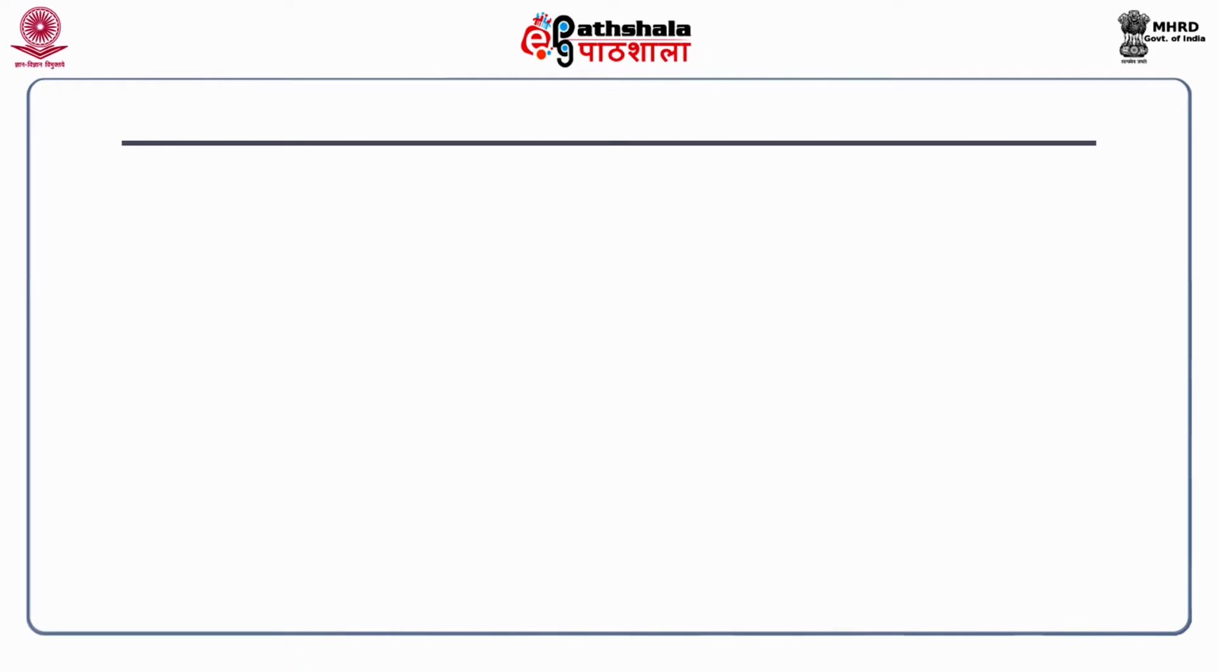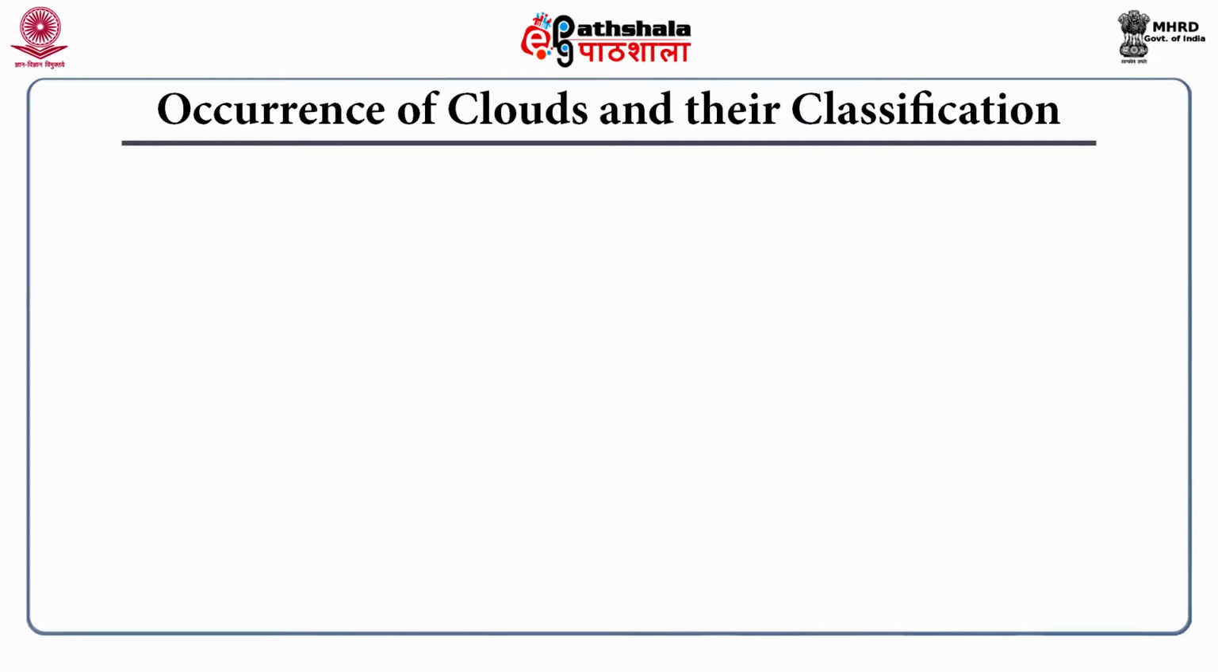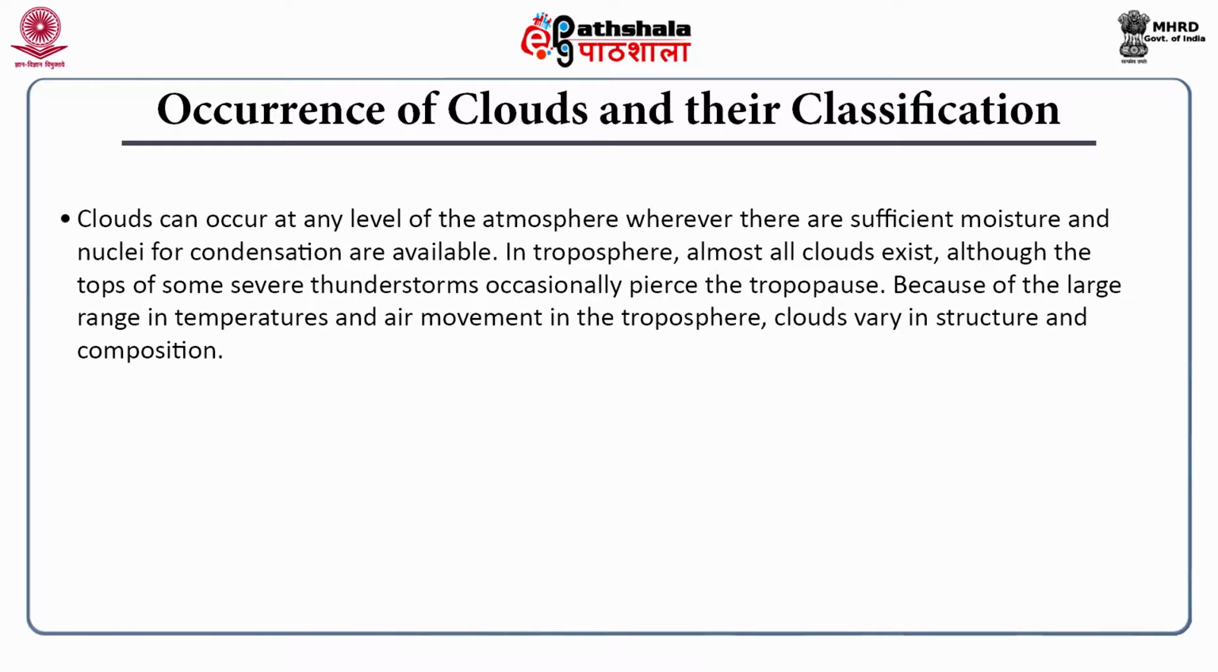Now, we will see the occurrence of clouds and their classification. Clouds can occur at any level of the atmosphere wherever sufficient moisture and nuclei for condensation are available. In the troposphere, almost all the clouds exist, although the tops of some severe thunderstorms occasionally pierce the tropopause. Because of the large range in temperatures and air movement in the troposphere, clouds vary in structure and composition.